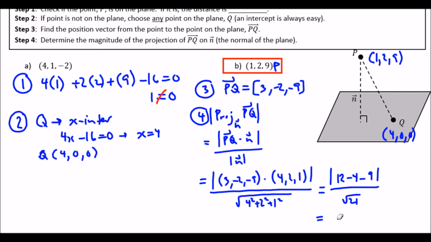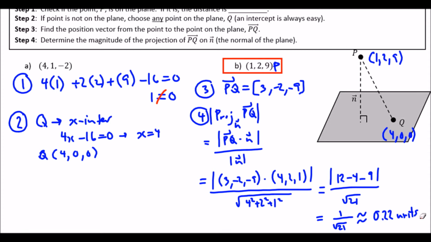So that's going to be equal to 1 over the square root of 21, which is a very small number, approximately equal to, just putting this in my calculator, 0.22 units. So the distance between my point P and my plane is about 0.22 units.